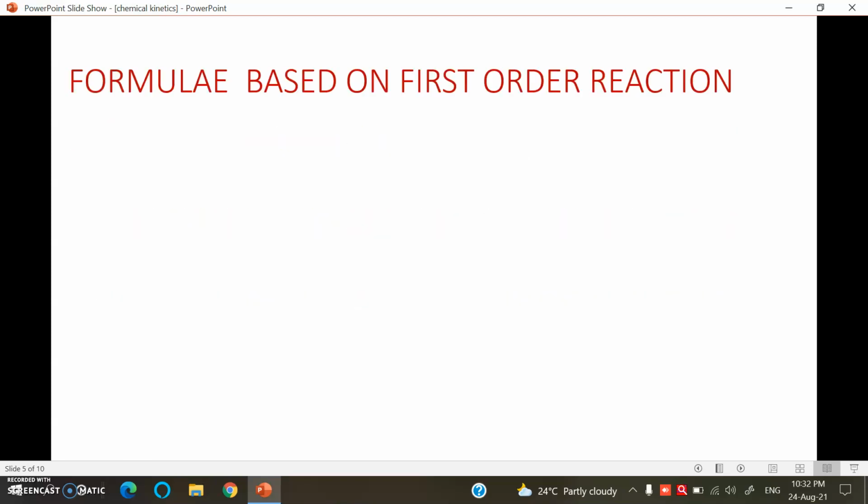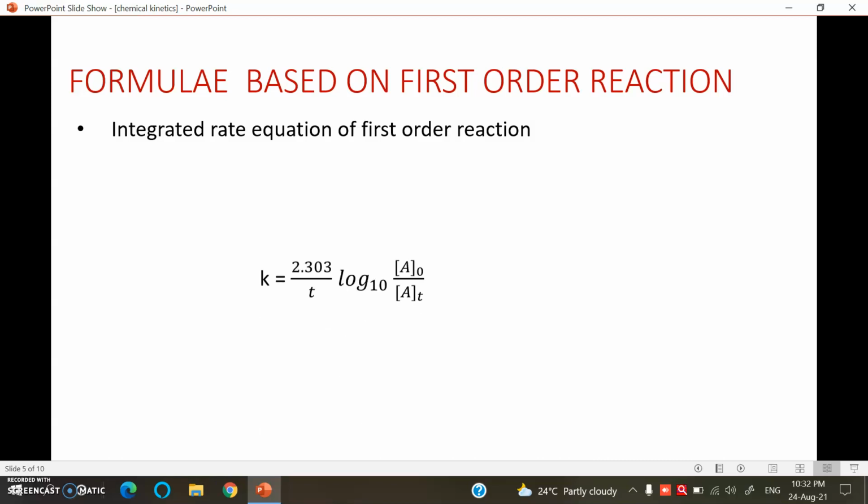Before going to study numericals regarding first order reactions, let us see the formulas based on first order reactions. The integrated rate equation of a first order reaction: K is equal to 2.303 divided by T, log to the base 10, concentration of A0 divided by concentration of AT.